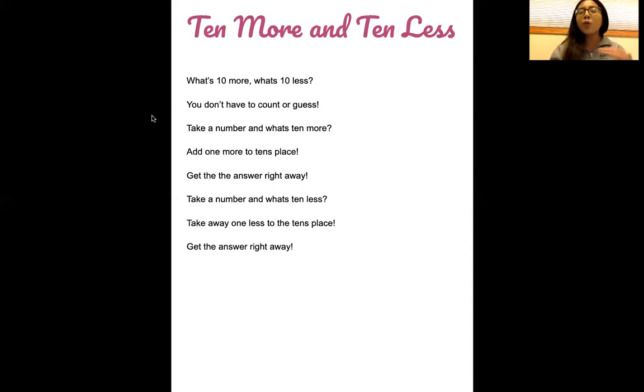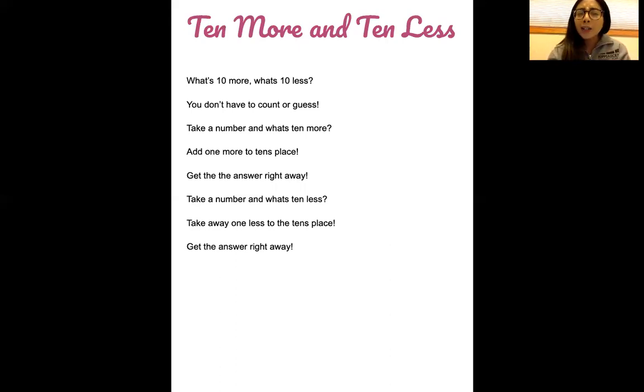So it goes, what's 10 more? What's 10 less? You don't have to count or guess. Take a number and what's 10 more? Add one more to the tens place and get the answer right away. Take a number and what's 10 less? Take away one less to the tens place and get the answer right away. What's 10 more? What's 10 less? You don't have to count or guess.